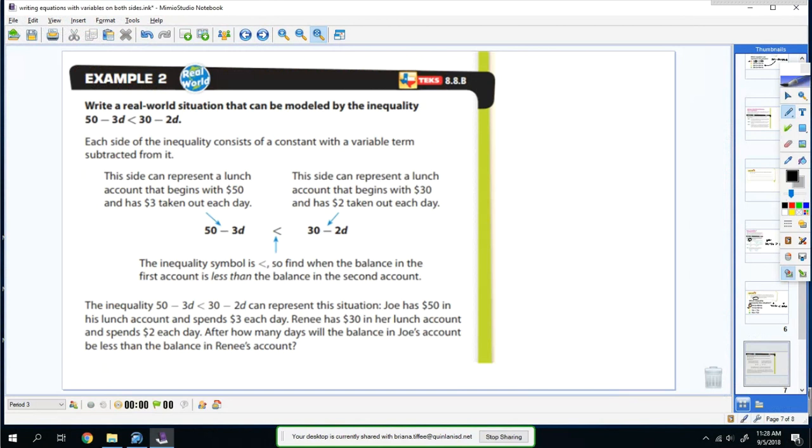Okay. Now, just a recap of how to write situations from inequalities. So we have the inequality 50 minus 3D is less than 30 minus 2D. So what you can do is you can say Joe has $50 in his lunch account. He spends $3 a day. Well, there's your 50 minus 3D. Renee has $30 in her lunch account and spends $2 each day. Well, there's your 30 minus 2D. After how many days will the balance in Joe's account be less than the balance in Renee's account? So we want Renee's account to be bigger. That's the reason why it's a less than sign, because it has to be facing Renee's. Okay, so now I want you to try to write a scenario.